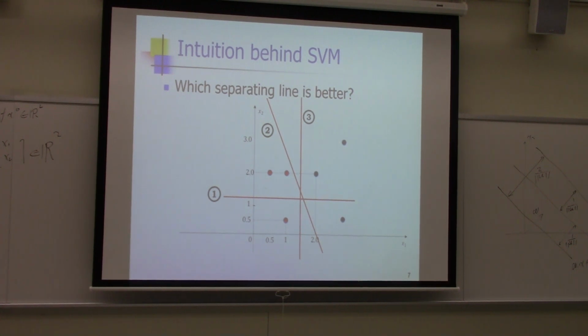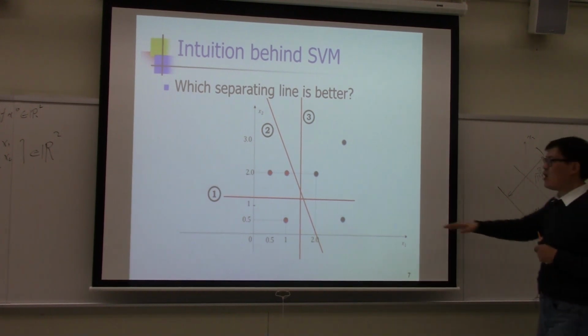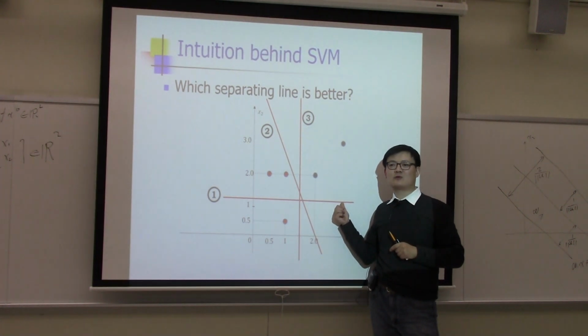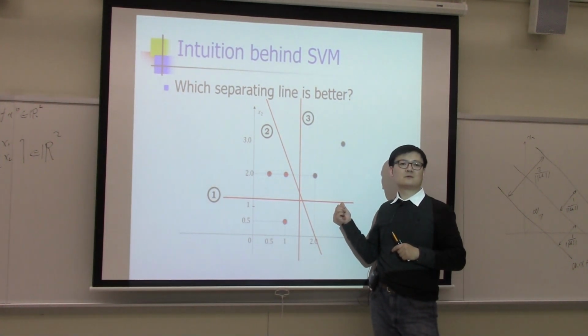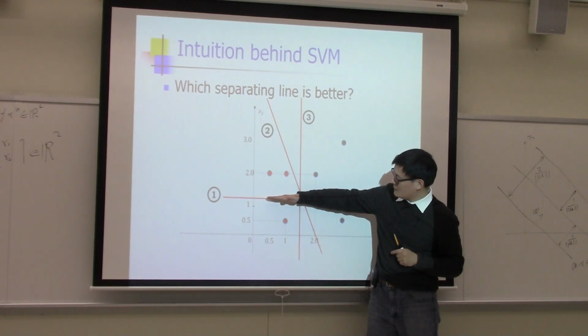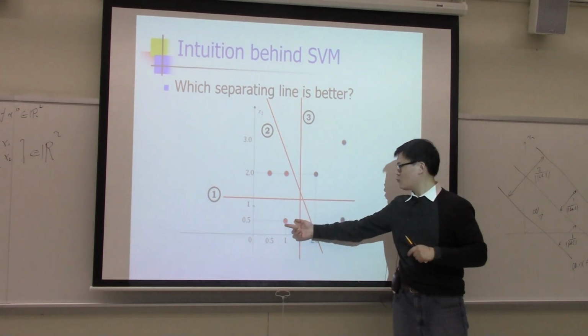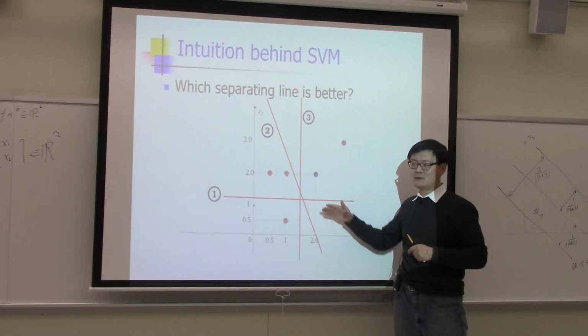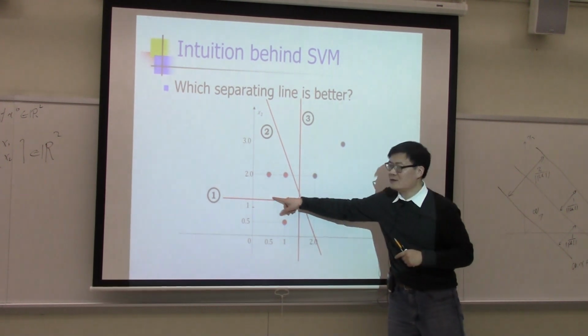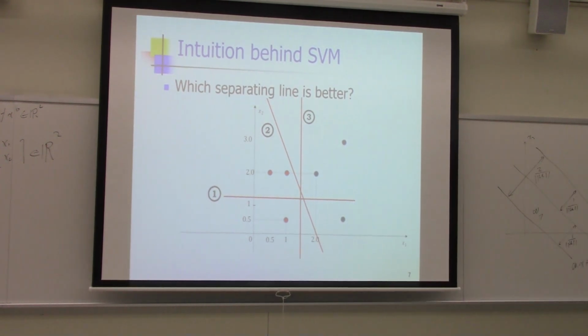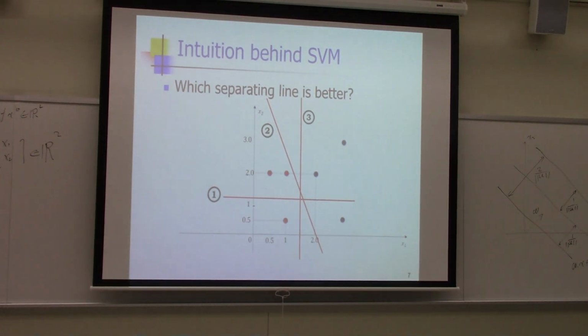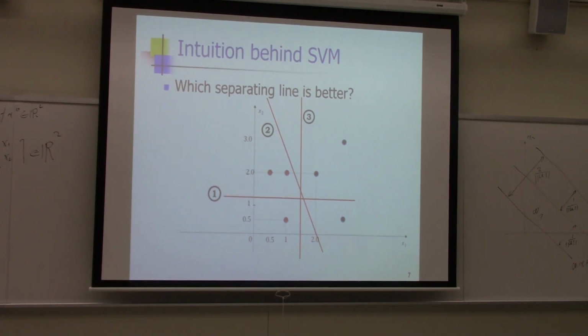So tell me which one is the best one? Line 3. Line 1 cannot be, because it does not separate the 2 classes. You see here, below is one red, above are 2 red, 2 black. Or below is one red, one black. So this line does not separate the 2 classes. For this reason, line 1 can never be the separating line.